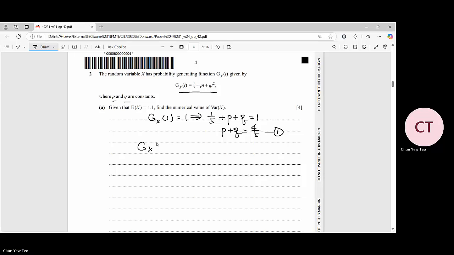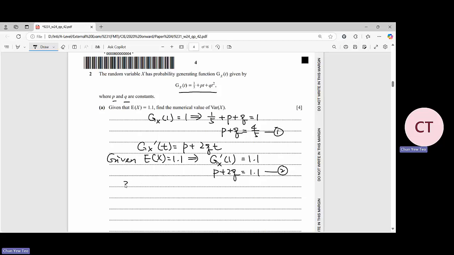Then G prime is p plus 2qt, and E of X equals 1.1, as given. This will give you G prime of 1 is equal to 1.1. That will give you p plus 2q is equal to 1.1. This one is your second equation. Take the second equation minus the first equation, and you get q equals 0.3. From equation 1, p is equal to 0.8 minus 0.3, so you get 0.5. Okay, so we have found p and q.